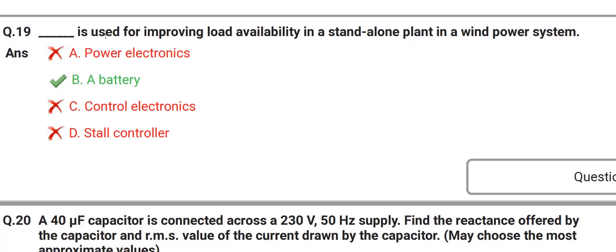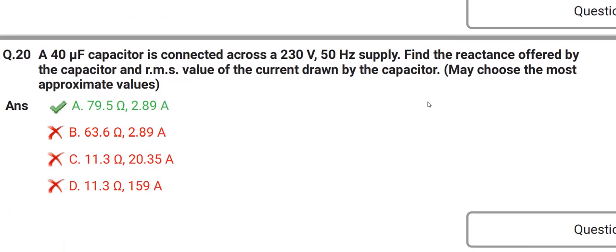Dash is used for improving load availability in a stand-alone plant in a wind power system. Okay, so they are asking about the load availability. In a stand-alone plant in a wind power system, a battery is used for improving the load availability.